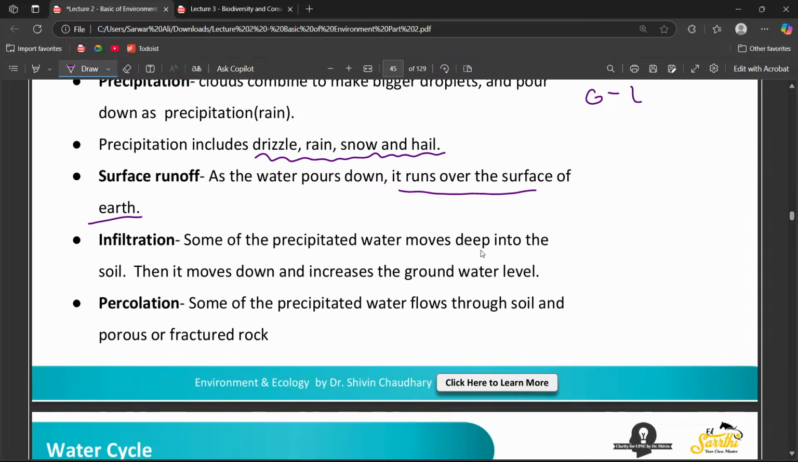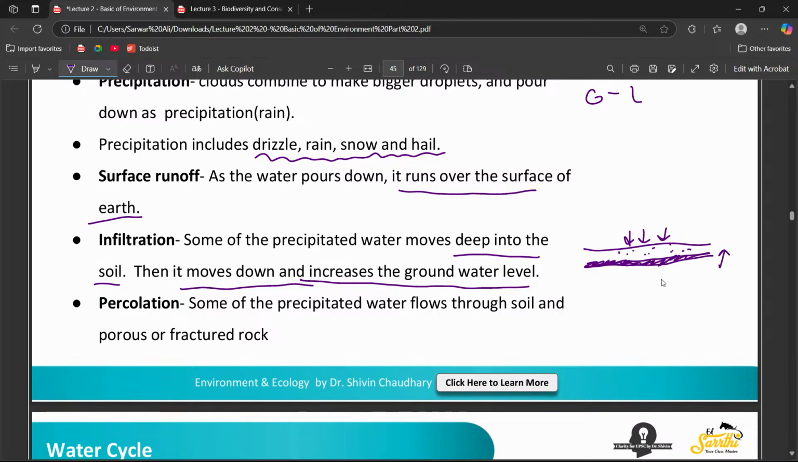Infiltration. Some of the precipitated water moves deep into the soil. This then moves and increases the groundwater level. So this is infiltration. What is happening? Let's say this is water, rainfall is occurring. Now this is an area where there is groundwater. So this water is seeping inside and increasing the groundwater level. Percolation is when some of the precipitated water flows through the soil and porous and fractured rock.